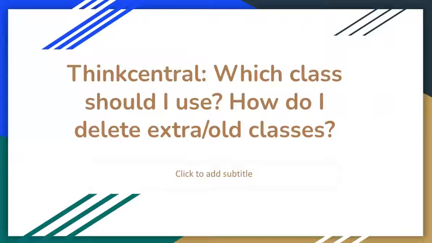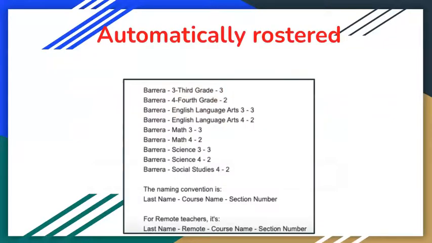Okay, first of all, to clarify, which classes do I even keep? The important thing is classes are automatically rostered, so you do not need to pull kids into your class. And these are the classes that are automatically rostered. I know this is set up kind of odd, but that's what it is. So just know that anytime it starts with your last name and then has the course name and section number, those are classes that are automatically rostered. Remote teachers, yours will say last name, remote, course name, section number.